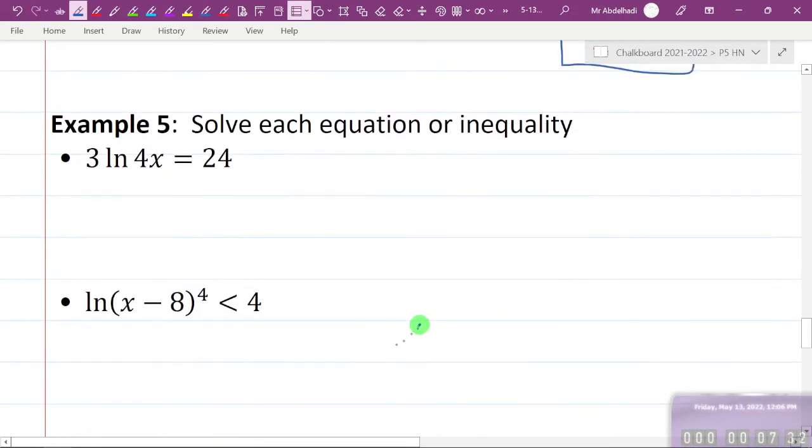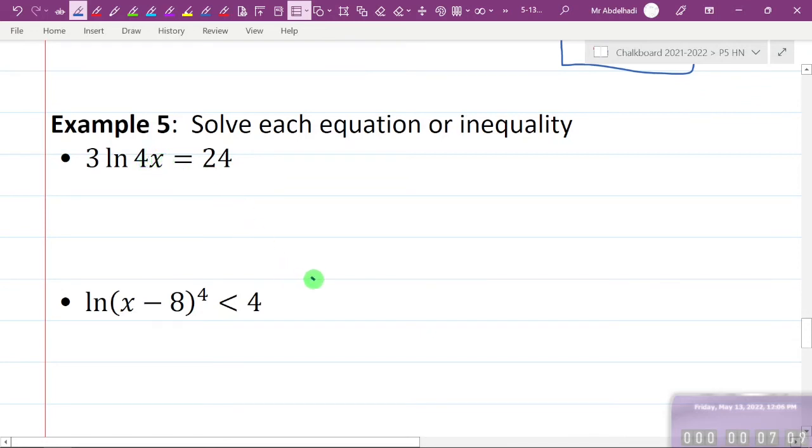Okay, our job here is to get the x by itself. So this time we have the x kind of buried inside of a logarithm. And like I was just saying a minute ago, you can't separate this from the logarithm. So you have 3 times ln 4x, and you want to get to that x.